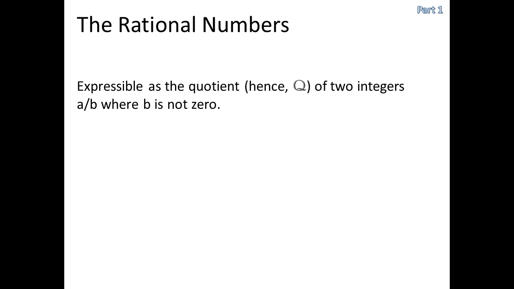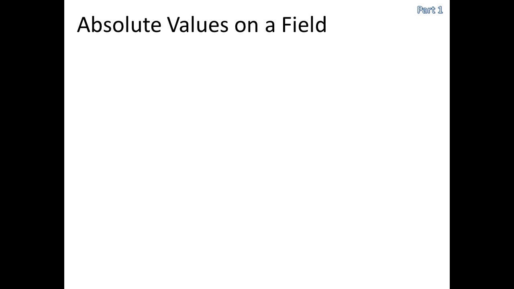So let's begin. The rational numbers are expressible as the quotient of two integers, and together with addition and multiplication, they form a field. So not only are there additive inverses, there are multiplicative inverses. So the first tool we need is this notion of an absolute value.